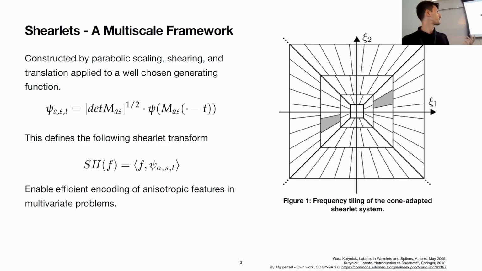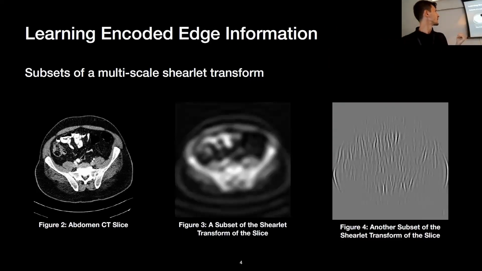Right, so how does it actually look? As we said, Shearlets are capable of encoding the boundary information of the given signals. On the left, we see an actual human abdomen CT slice. So we have a 512 by 512 image, and after we apply the Shearlet transform to it, we get a 59 by 512 by 512 stack. The middle image is one of the earlier subsets of this stack.